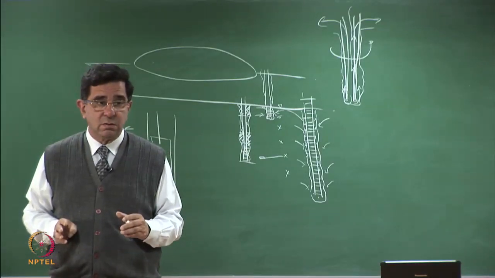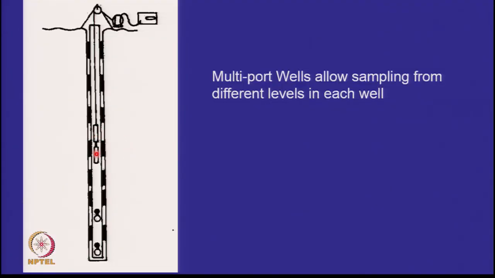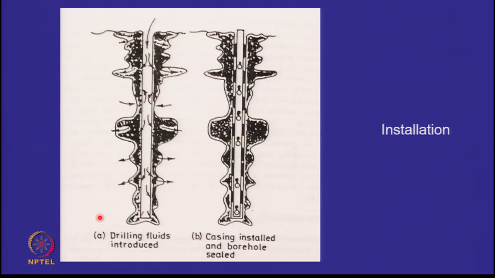So a multi-port device looks like this. There is a particular type of sampler. We will not go into details of this. This can be a vacuum sampler or a pneumatic sampler which goes down and stops at a particular location, attaches itself to it mechanically or magnetically, and it will get the water sample. Just to understand, first I am making the borehole.